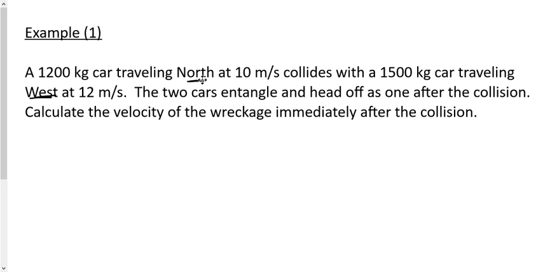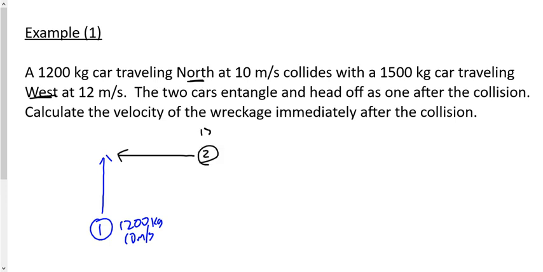So let's say, here's my 1,200 kilogram car. I'll make that car number 1. Doesn't really matter which one we call it, but 1,200 kilogram car traveling north at 10 meters per second. It collides with a 1,500 kilogram car traveling west. We'll call that one car number 2 at 12 meters per second. They strike each other, they collide, they entangle, and they head off as one after the collision.